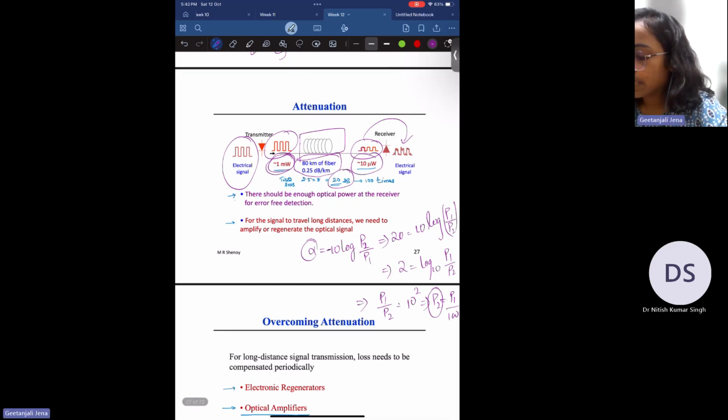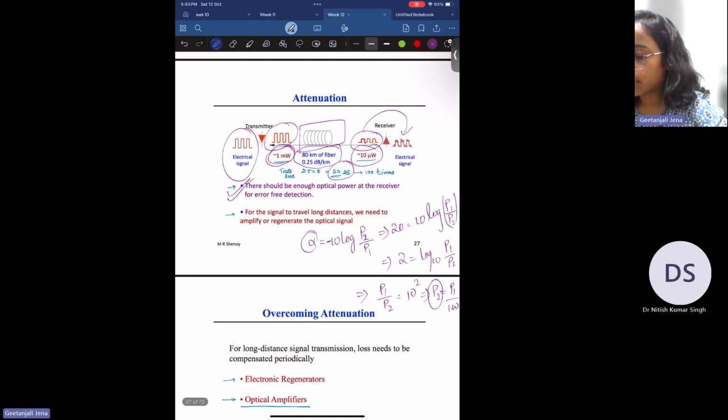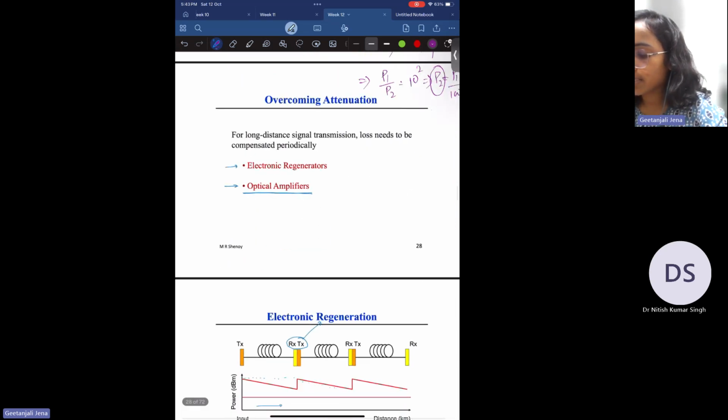That is why we need optical amplifier, so that there should be enough optical power that can be detected by the receiver to retrieve the original signal. And for higher distance, long distance communication, we require this amplification so that there is signal power level at the receiver end. And this attenuation is overcome by using electronic regenerator or by using optical amplifier.